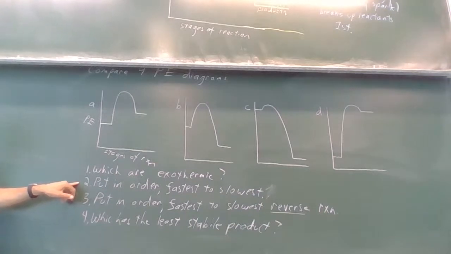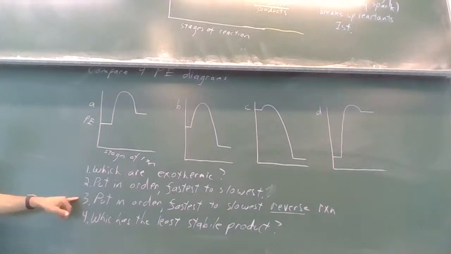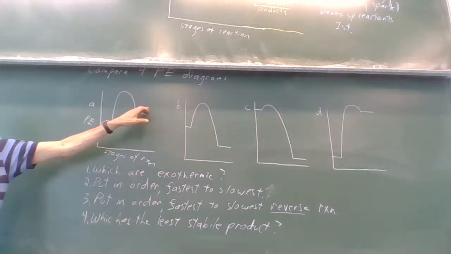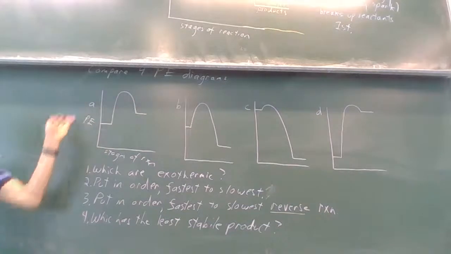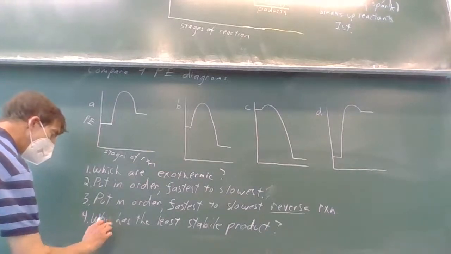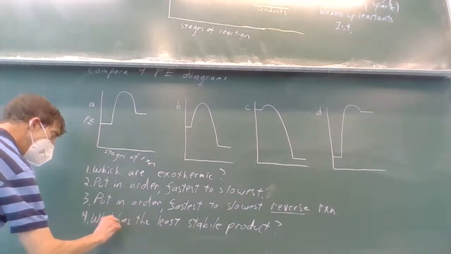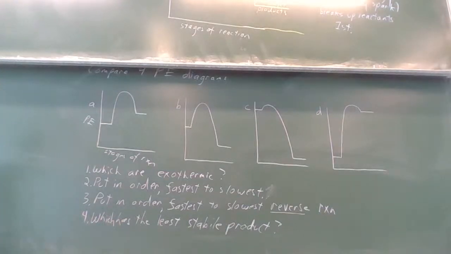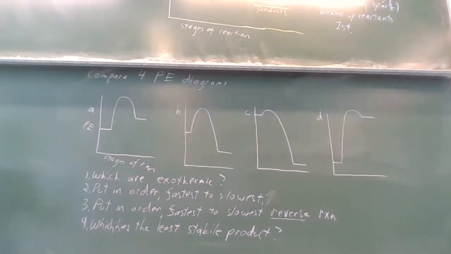What do you think would be the fastest reaction to the slowest? Second, number three, put in order, fastest to slowest again, but this time starting from the other side, from the product side and going backwards. Tricky. Finally, I forgot an H. Which of these has the least stable product? And I'll just have you think about that when you get there. Yes, I know you haven't done that before. Try and make a guess.